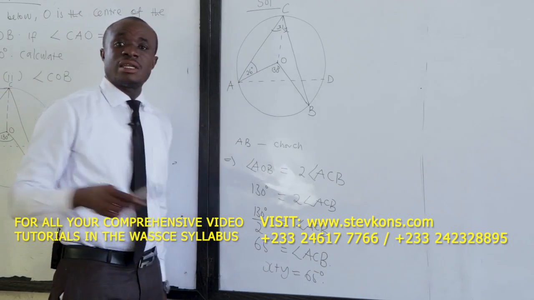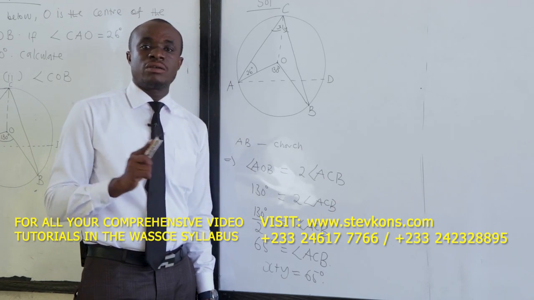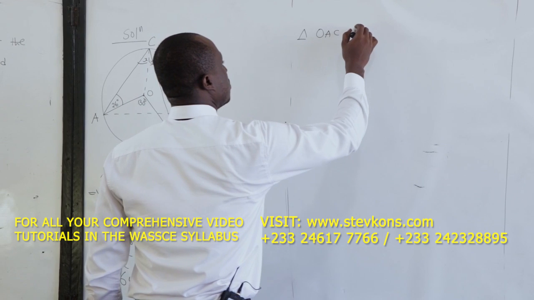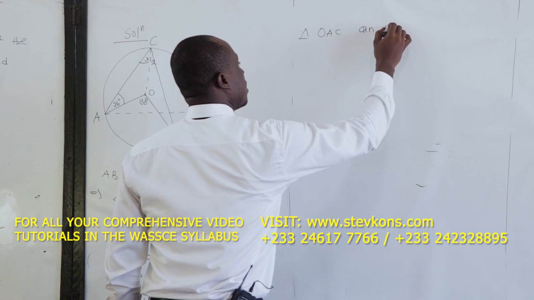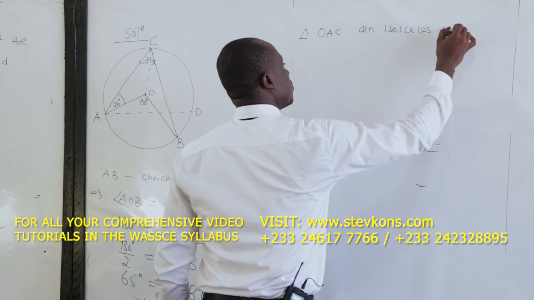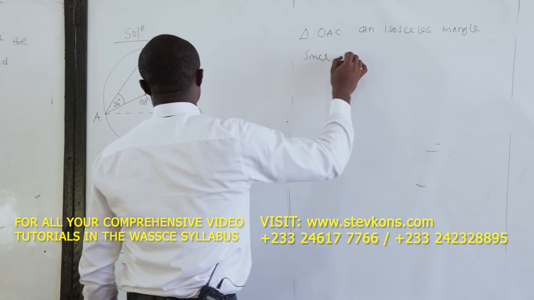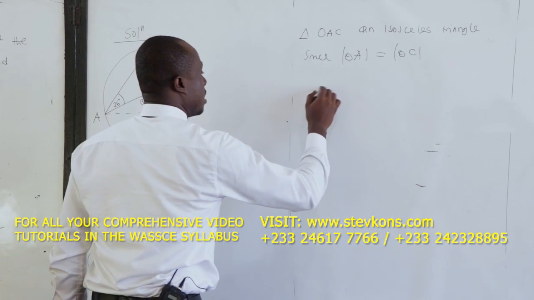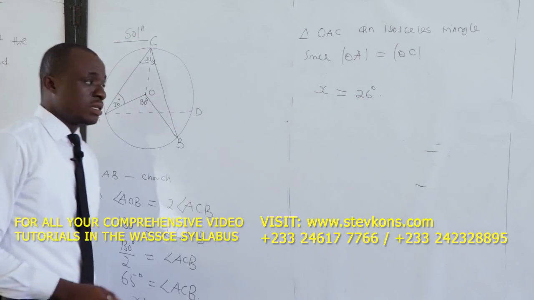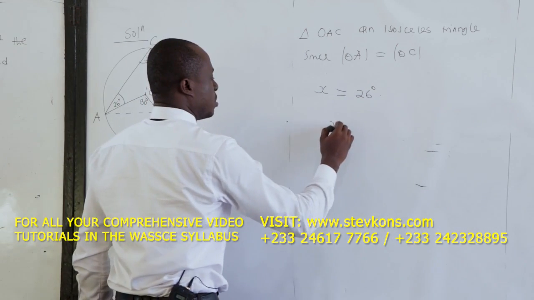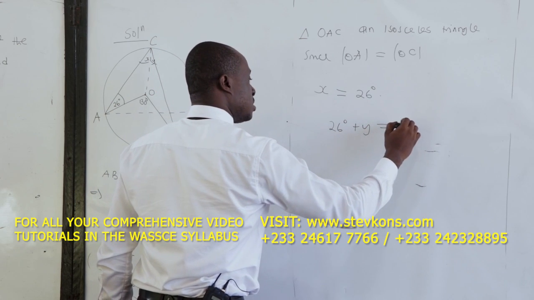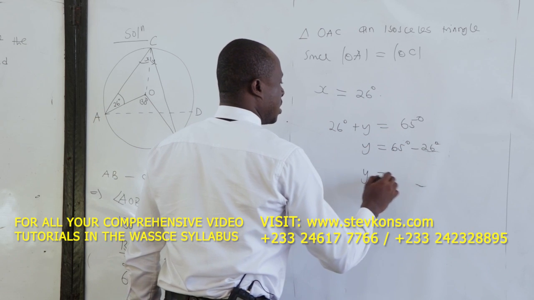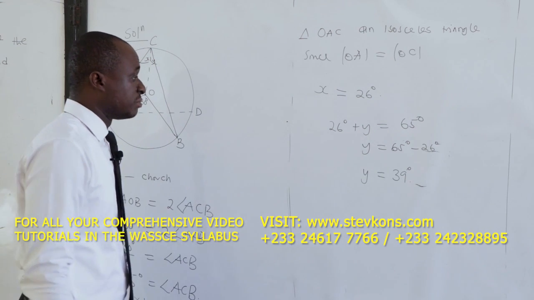What do we know? OAC is an isosceles triangle. And if it is an isosceles triangle, the base angles must be the same. So we have triangle OAC being isosceles, since OA is equal to OC. Because of that, we can see that X is equal to 26 degrees. Let's put X equal to 26 in this. So 26 degrees plus Y equals 65 degrees. So our Y will be 65 degrees minus 26 degrees. So our Y is 39 degrees.